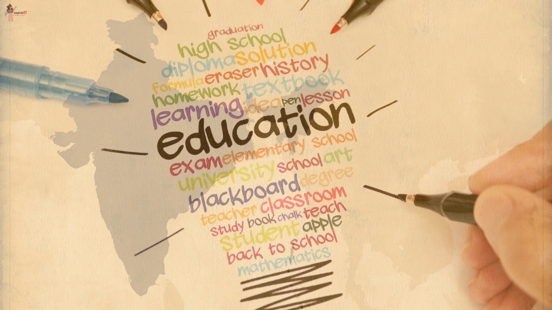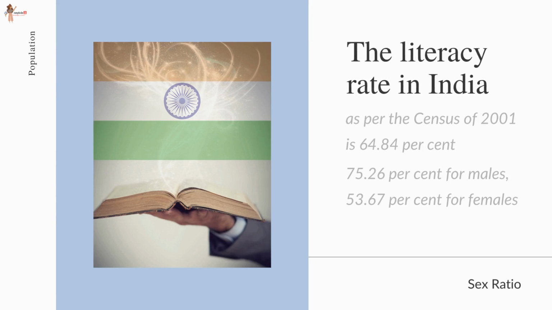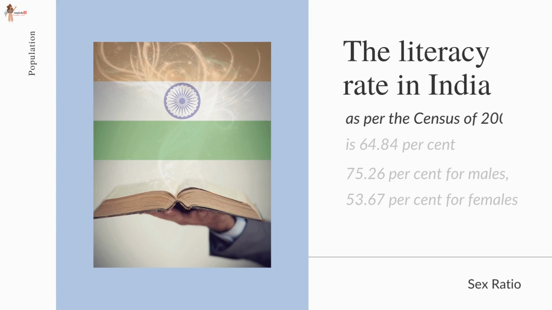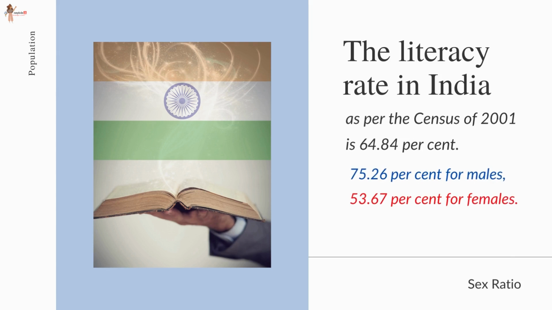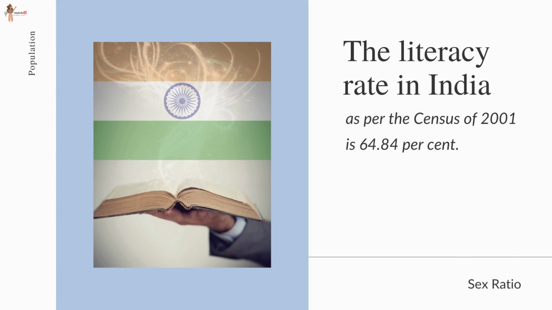There has been a steady improvement in the literacy levels in India. The literacy rate in the country, as per the census of 2001, is 64.84%, 75.26% for males, and 53.67% for females. Why do such differences exist?